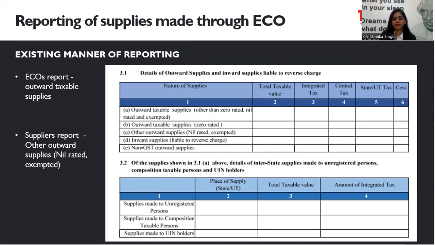in a proper manner. So these are the changes that are brought in respect of the reporting requirement of outward supplies.